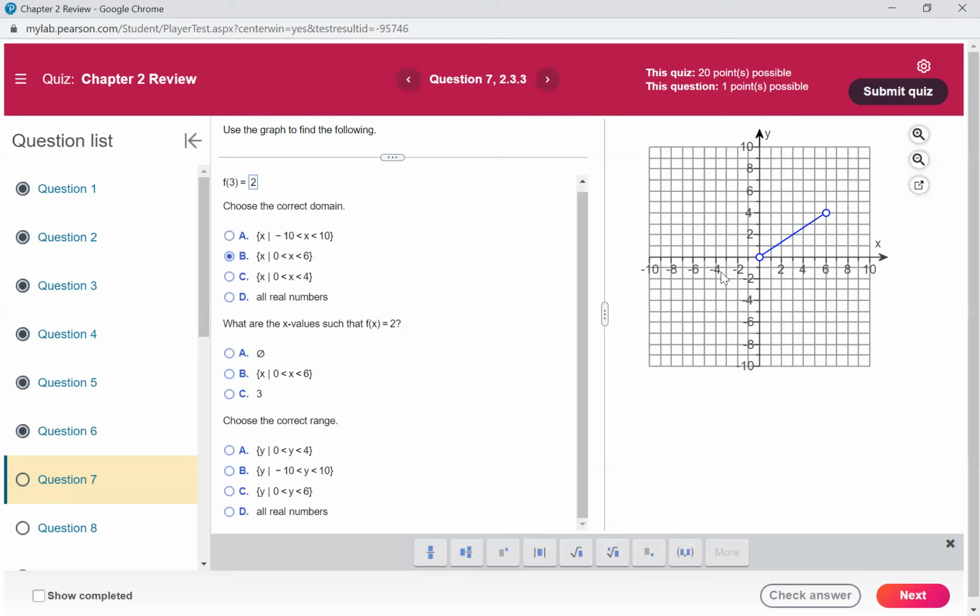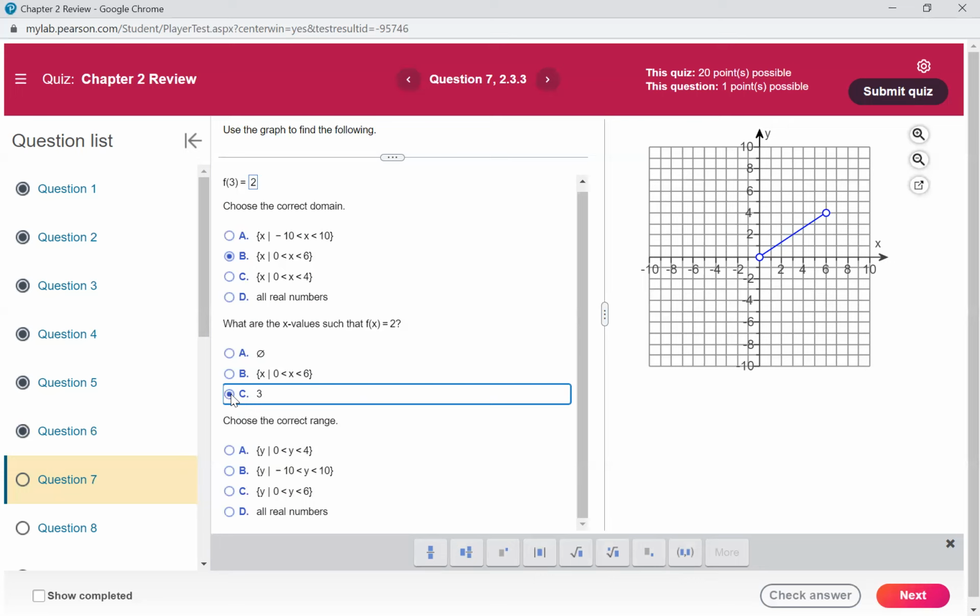So y'all, I'm going to go find 2 on the y-axis this time and head straight right until I hit the line. So I'm hitting the line there. I'm going to go straight down and look at that x value. And if you go straight down to the x-axis, that x value is 3. So y'all, we would pick 3 on that one.